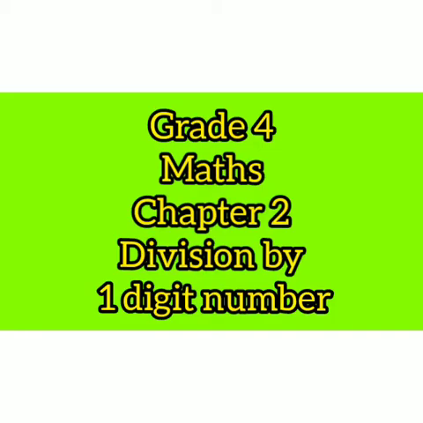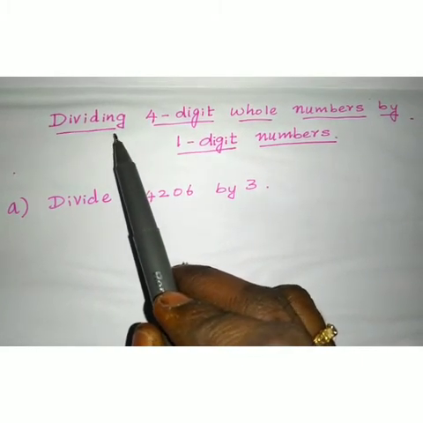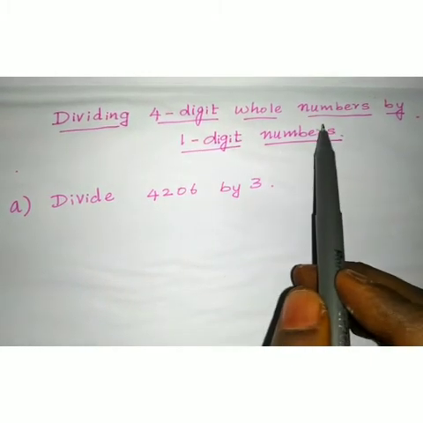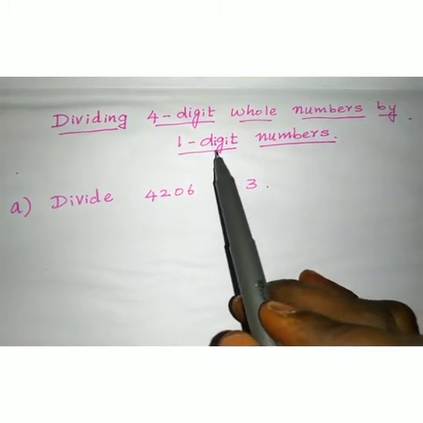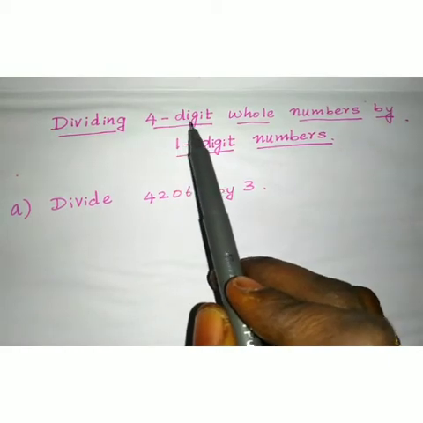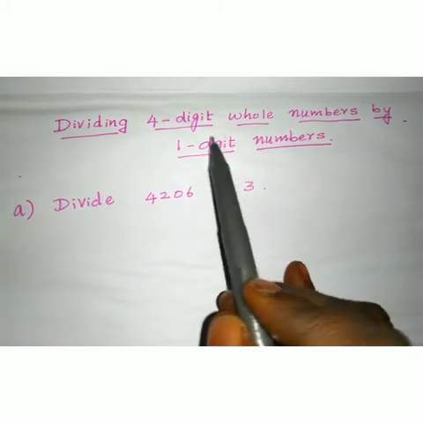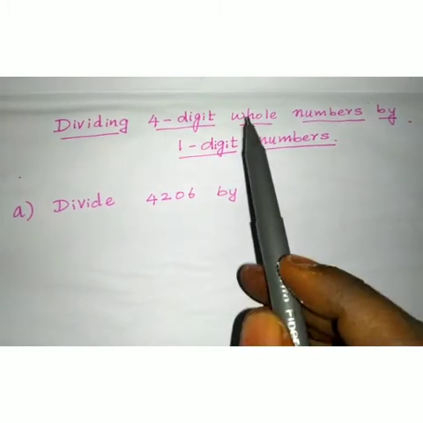Hope you all understood the concept of multiplication with single digit number. Today, let me see division by single digit number. Today we are going to see dividing 4-digit whole numbers by 1-digit numbers. You know what is 4-digit whole number? If we have 4 numbers together, then we call it as 4-digit number.